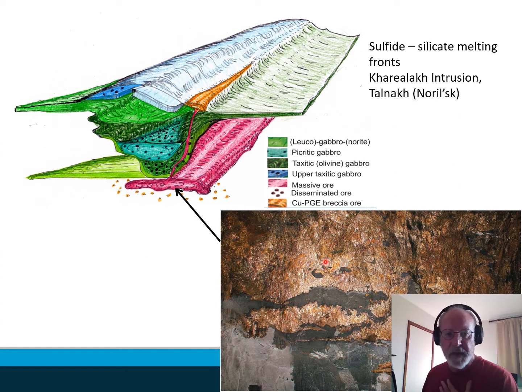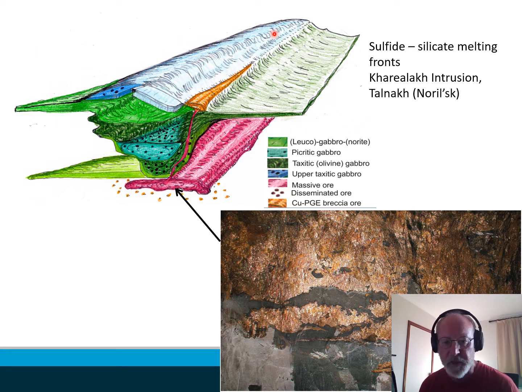So now here's another place where we see this kind of process operating. This is a cartoon of one of the intrusive bodies, which hosts some of the world's most valuable ore bodies and some of the world's largest nickel copper PGE sulfide ore bodies. And this is a place called Norilsk, which is in far northern Siberia, well inside the Arctic Circle. These are very, very famous and very, very spectacular ore bodies.